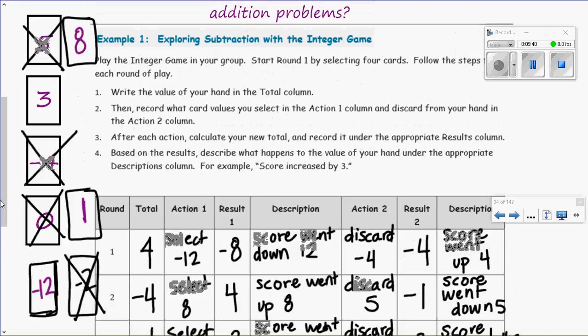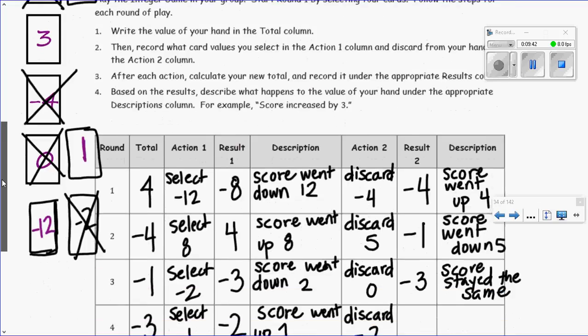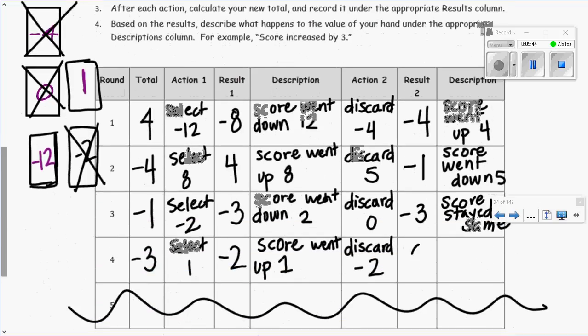8 plus 3 is 11. 11 plus 1 is 12. And then we have a negative 12. So there we go. We ended up with 0, which is the best score you can have in the integer game. And our score went what? Did it go up or down? Well, it was at negative 2, and now it's at 0. So it went up 2.